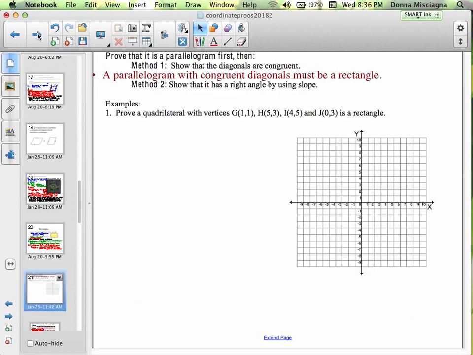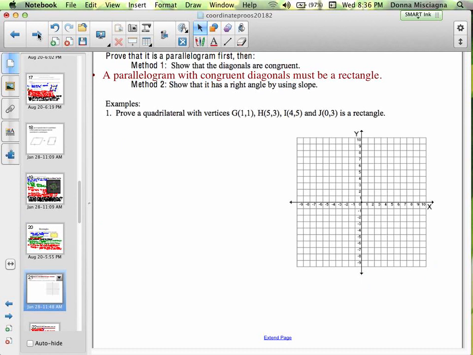All right, so here, this was in your notes. All right, and so we're going to use method 1 here. Show that the diagonals are congruent because first we're going to show it's a parallelogram. Then we'll show the diagonals are congruent because a parallelogram with congruent diagonals must be a rectangle. In the next video, we'll show method 2.